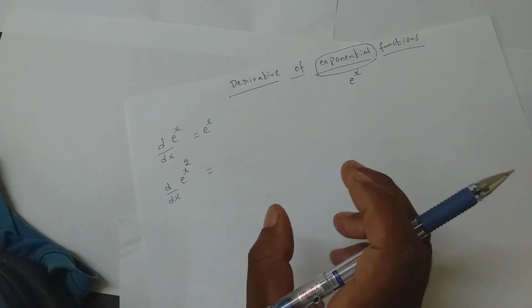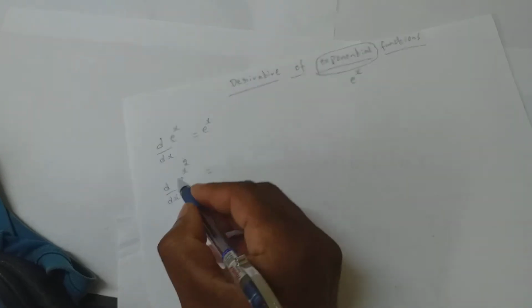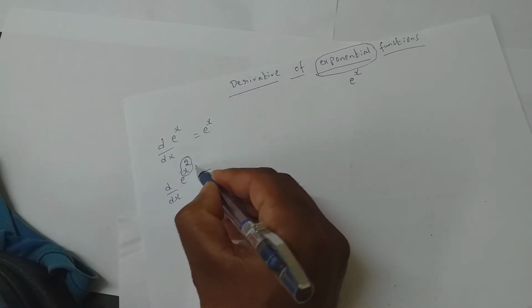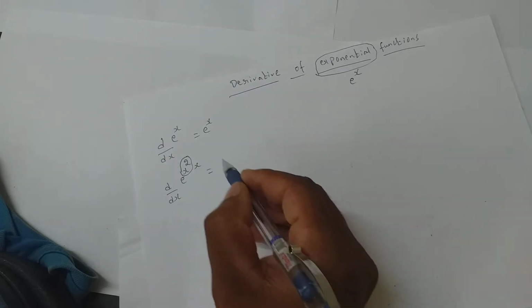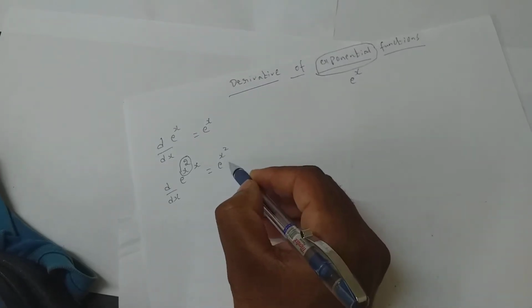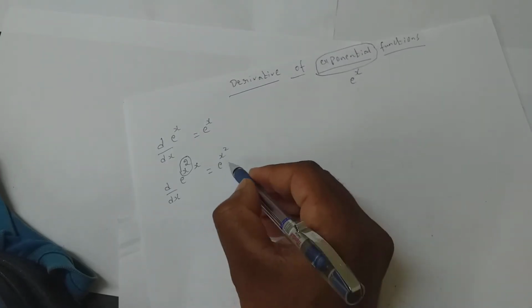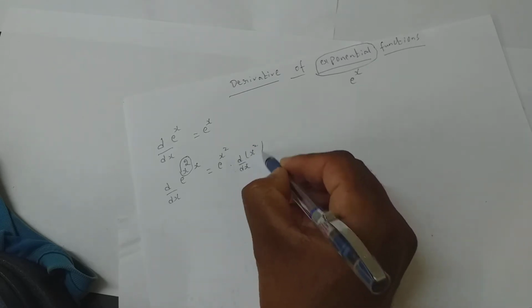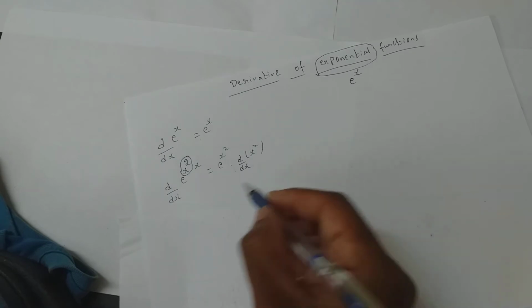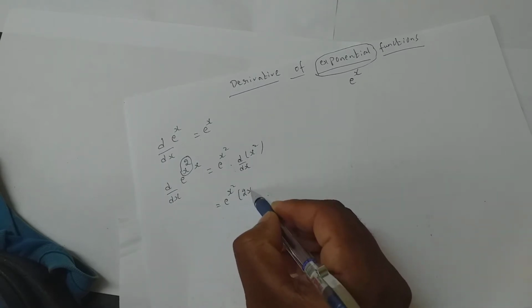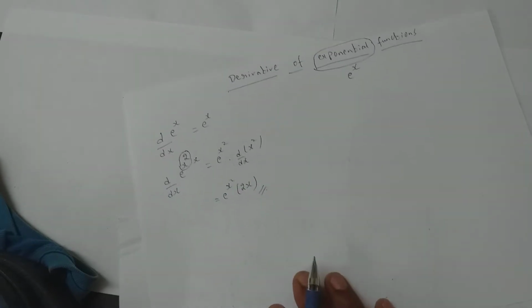Don't get confused. Now, see, it is of which form? e power x. So differentiation of e power x is e power x. And as we have been doing, in place of x, whatever you have considered, that differentiation should be written. Simple, easy, right? So e power x square into x square differentiation is 2x. So this is the answer.